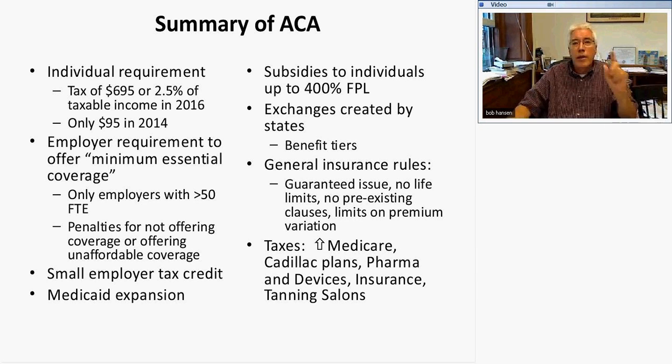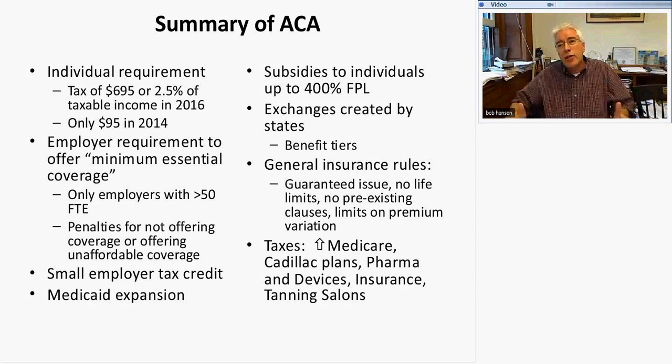We've got the individual requirement. There's also, very important, a requirement to offer minimum essential coverage on employers with more than 50 full employees, and penalties between $2,000 and $3,000, depending upon circumstances, again, for not offering your employees affordable coverage or for offering no coverage at all. That in a little bit more detail as we go on. There's a small employer tax credit, so there's subsidies to employers to offer insurance.